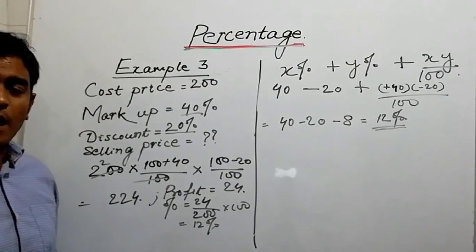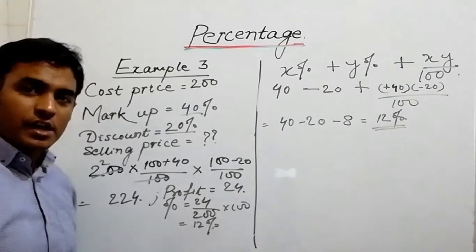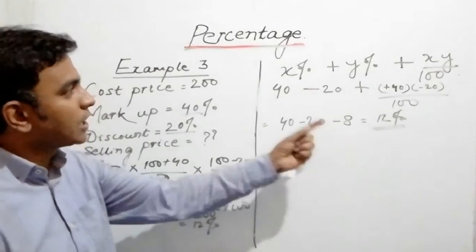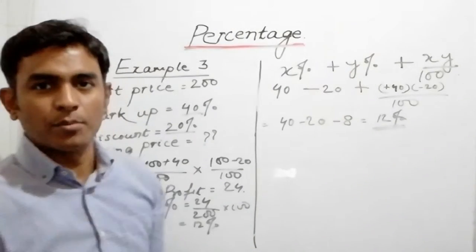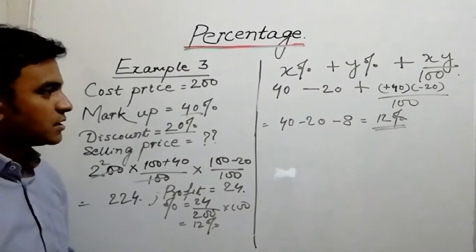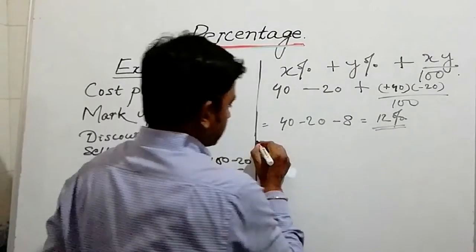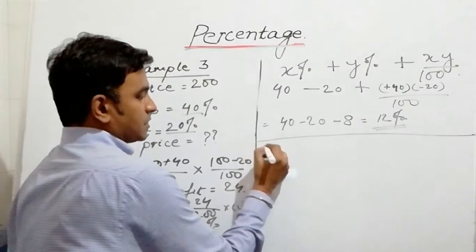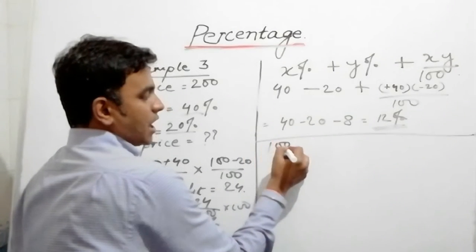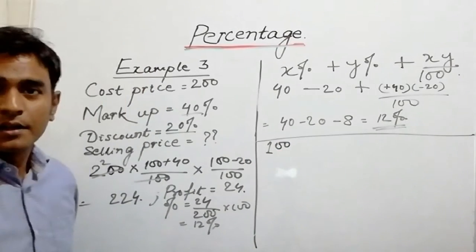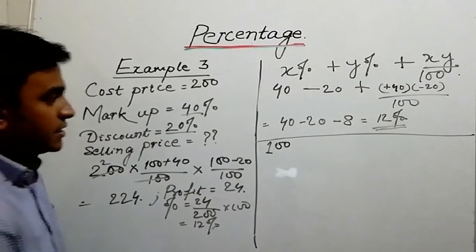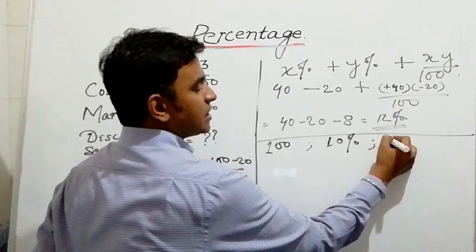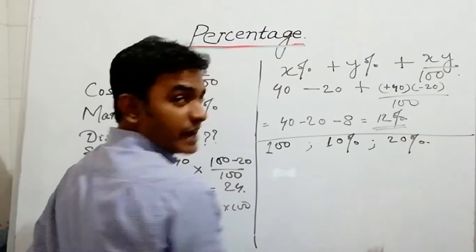So कभी भी आपको cumulative impact of any changes in percentage निकालना है and there is a net percentage which you need to calculate, you can use this generic formula and solve your questions very quickly. ठीक है? So let's look at another example. Suppose if the price is again 100, okay, and there is an increase of 10% and then again there is an increase of 20%. What is the net impact?